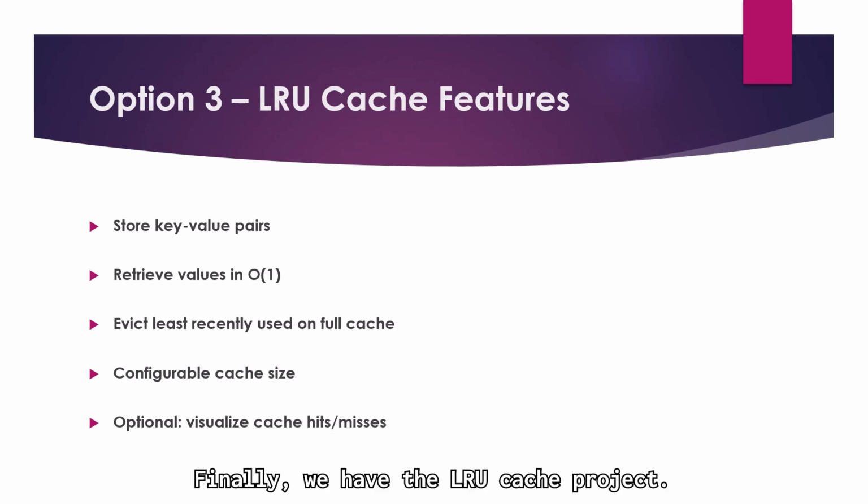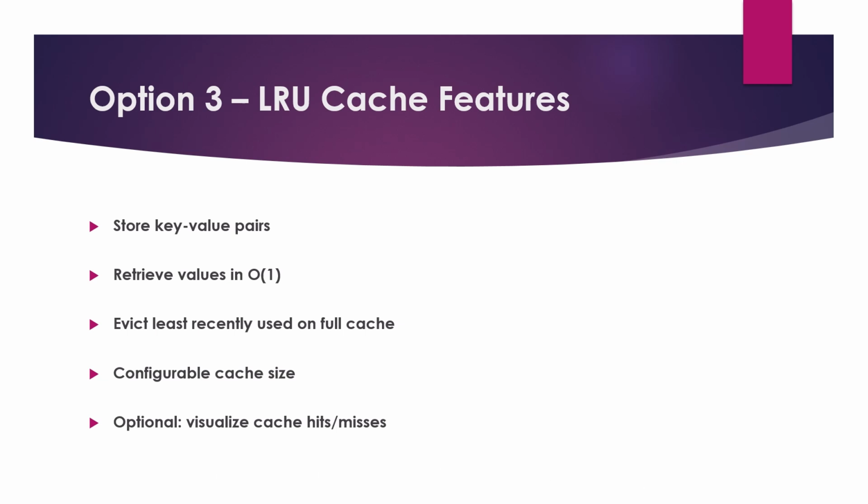Finally, we have the LRU cache project. This is particularly useful for optimizing performance in systems that require fast access to frequently used data. The core feature is that you will store key value pairs, allowing you to retrieve data in constant time, which is the gold standard for cache systems.